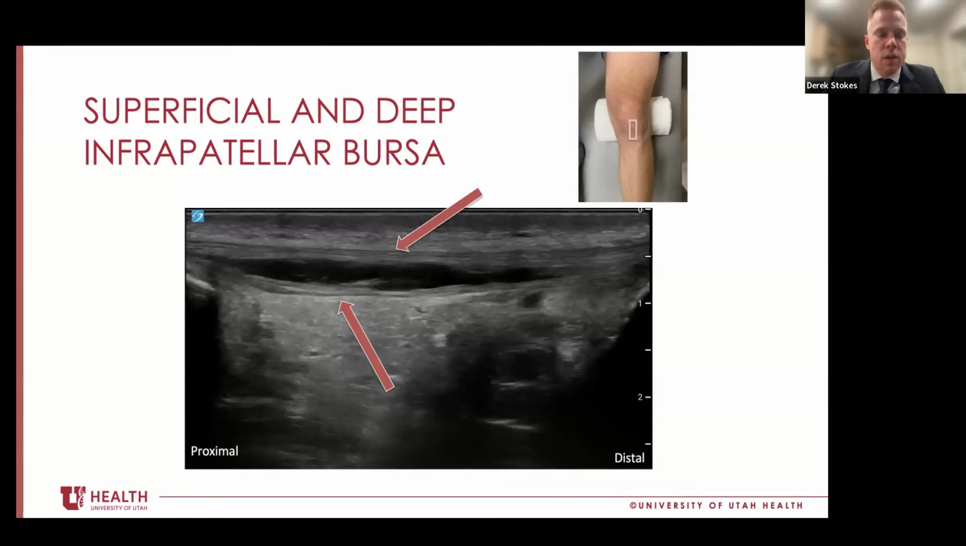So we're going to start with the superficial and the deep infrapatellar bursa. These are going to be potential spaces just superficial or just deep to the patella tendon itself, and they're going to be represented by the top and the bottom arrow respectively. In this case, we don't see any hypoechoic or anechoic fluid collections present. Therefore, these are normal.